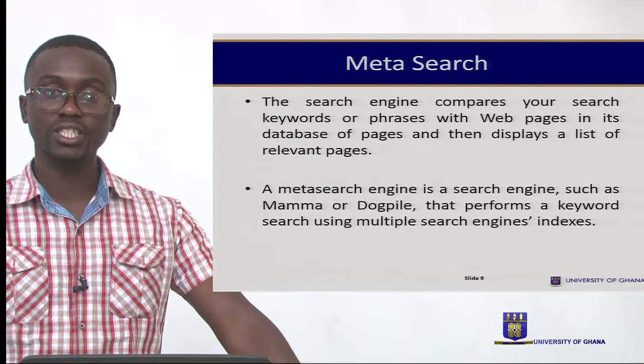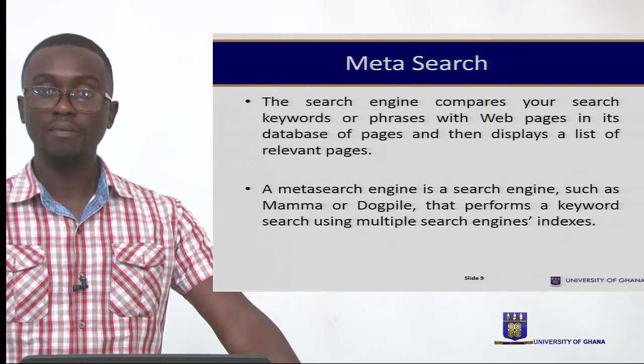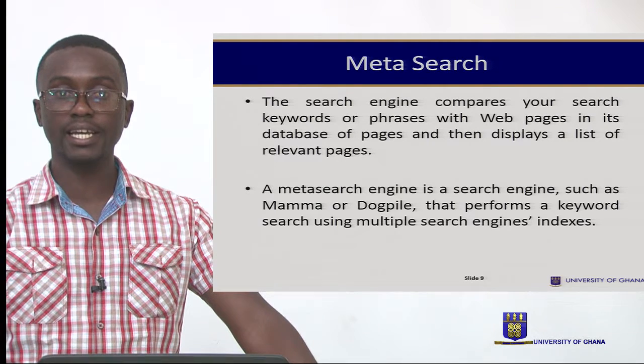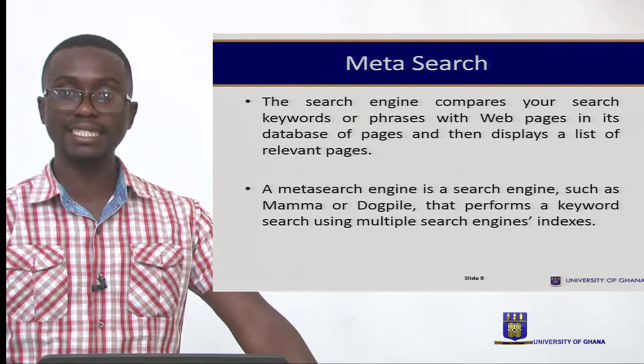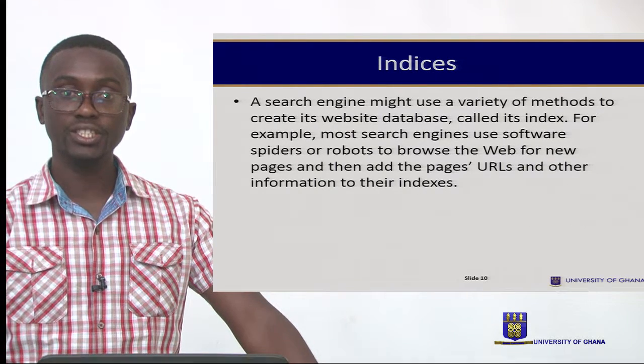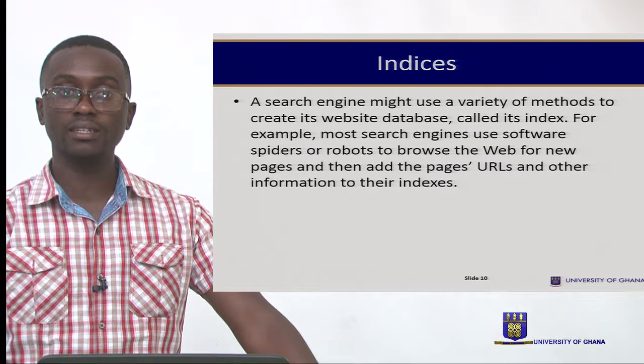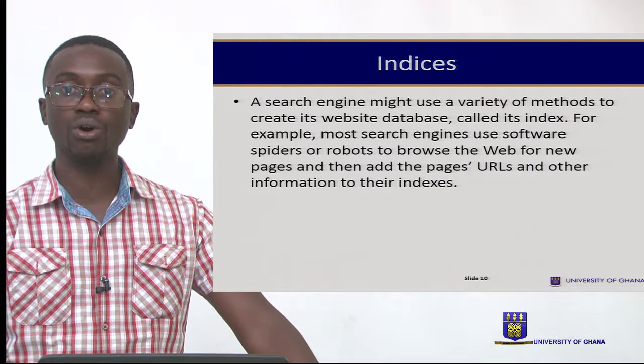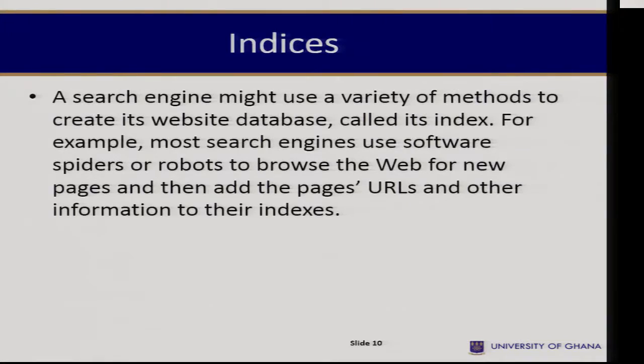A meta search engine is a search engine such as Mamma or Dogpile that performs a keyword search using multiple search engines' indexes. A search engine might use a variety of methods to create its website database called an index. For example, most search engines use software spiders or robots to browse the web for new pages and then add the page's URL and other information to their indexes.